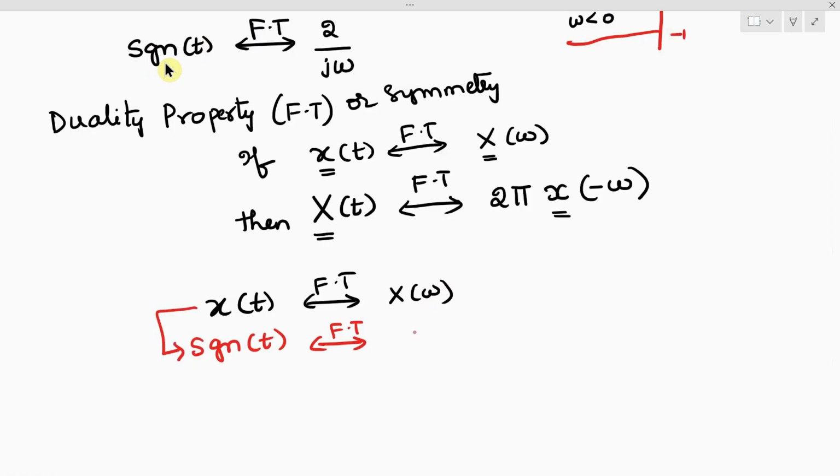Sin t, signum of t. Signum function, right? And what is X of omega here? 2 by j omega. Nice.